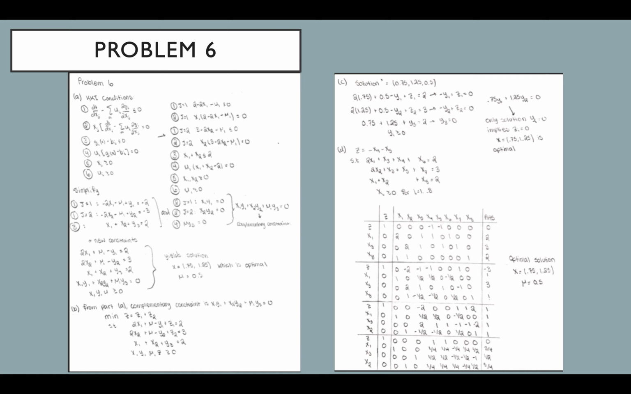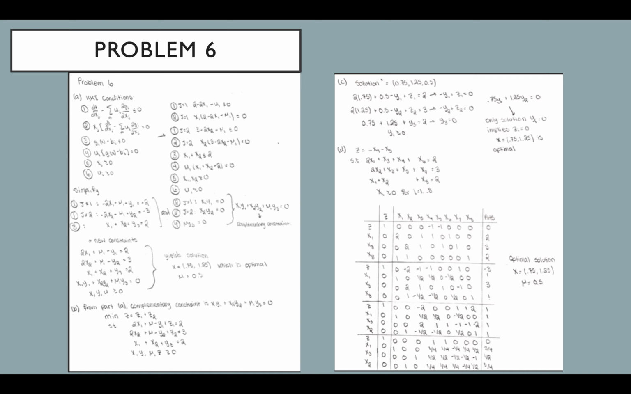Combining these three equations, we get the complementary constraints x1 y1 plus x2 y2 plus u times y3 is equal to 0. And the following set of constraints yields a solution x is equal to 0.75, 1.25, and u is equal to 0.5.